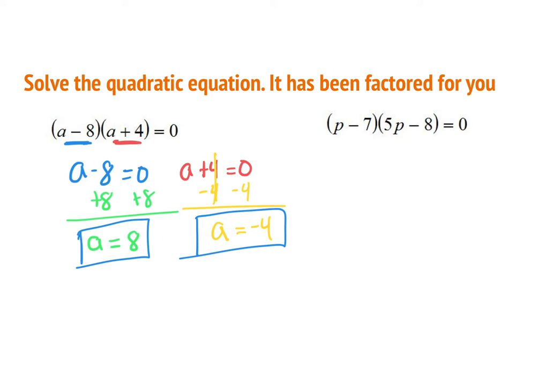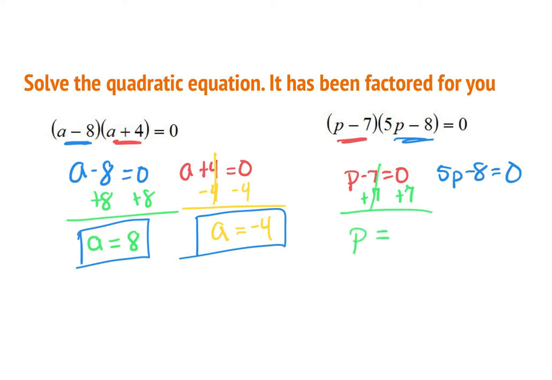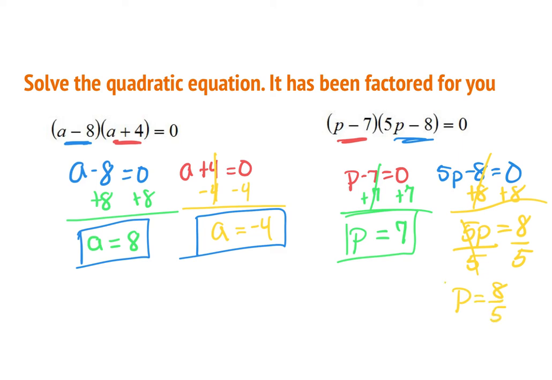So again, we want to take each individual factor and set it equal to 0. 5p minus 8. And we want to solve the two equations independently. So here I want to add 7 so that it cancels out. So p is equal to 7. Then here I have a two-step equation, so I want to add 8 first. 0 plus 8 is 8. And in this case, because 8 cannot be divided by 5 evenly, I'm just going to leave my answer as a fraction.